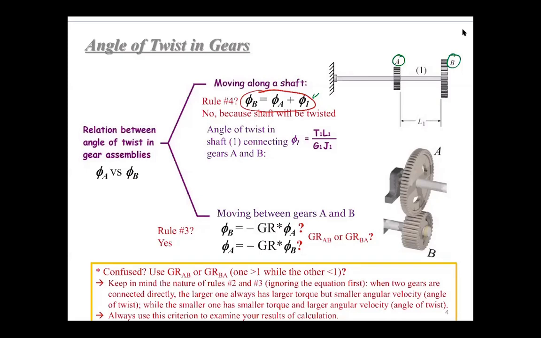Then, moving between gears, as shown here, moving between gears A and B, phi B and phi A will be connected by the negative gear ratio. Some students told me that this is very confusing. Sometimes you multiply by the gear ratio, sometimes divide by it, and sometimes the gear ratio is larger than one, sometimes smaller than one. This is very complicated. But here I'm introducing a golden rule.